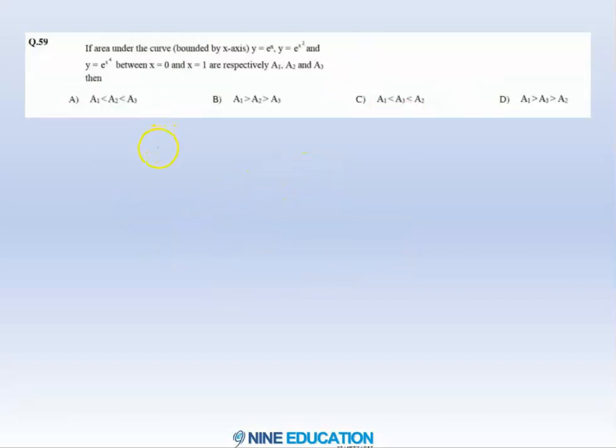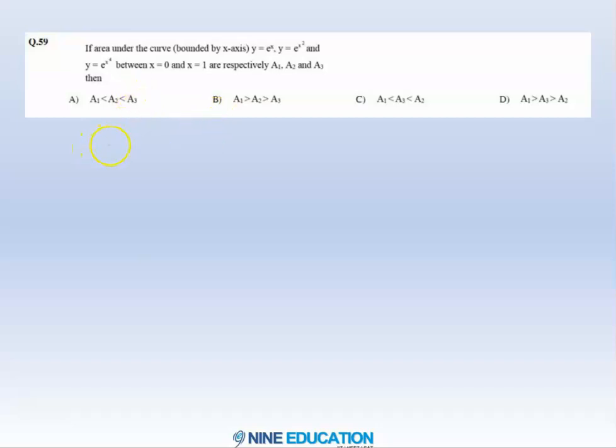Question number 59 is, if the area under the curve bounded by the x-axis, y is equal to e power x, y is equal to e power x square, and y is equal to e power x to the power 4 between x equal to 0 and x is equal to 1 are A1, A2, A3, then.